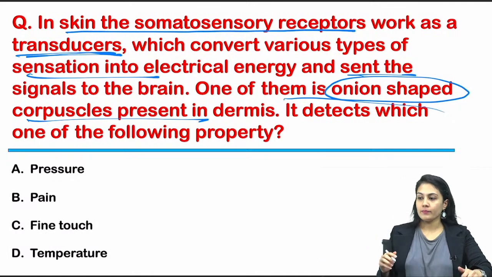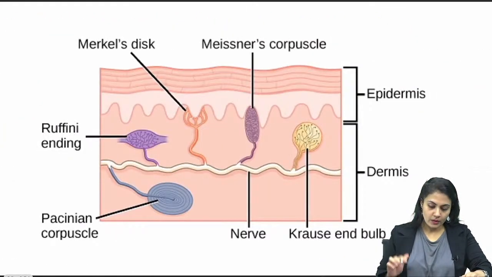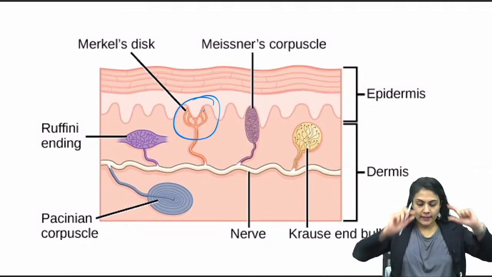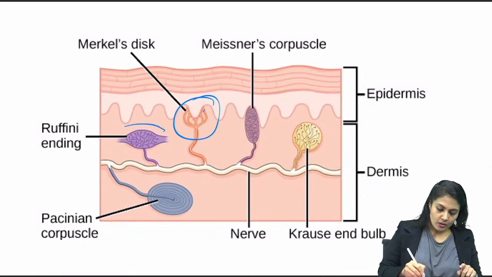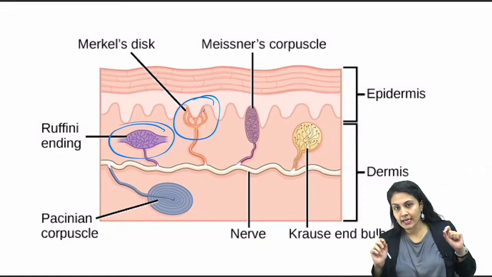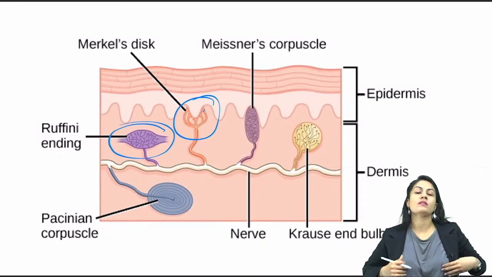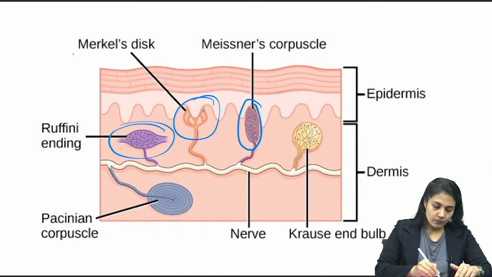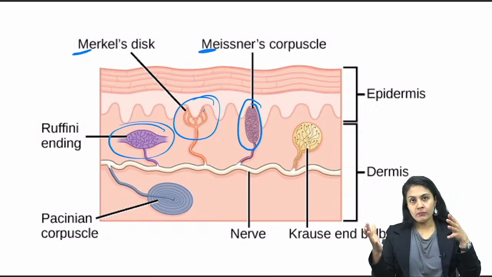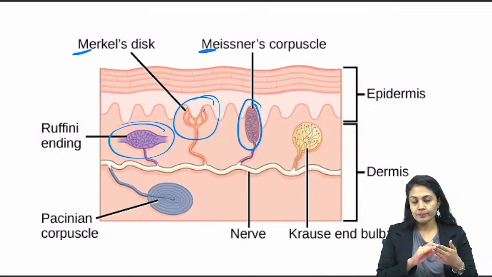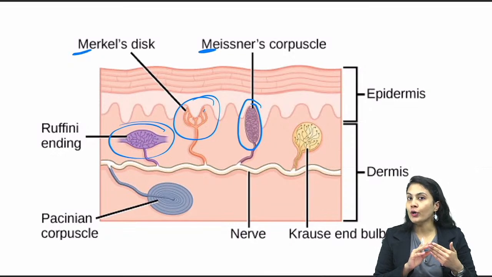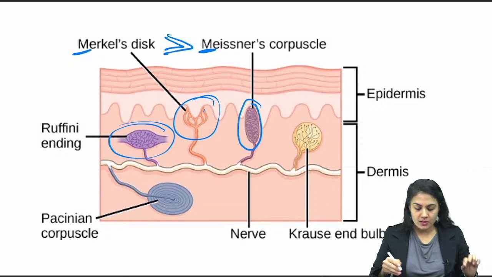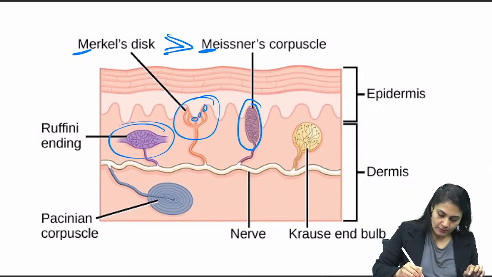All right. Look over here. These are Merkel's discs. You can see a smaller disc which is also encapsulated. These are Ruffini endings, which are mechanoreceptors that sense stretch. Right over here, these are Meissner corpuscles. Those starting with M are for fine touch and for 2-point discrimination. Both cause 2-point discrimination, but it is better with the Merkel's disc because they have smaller receptive fields.